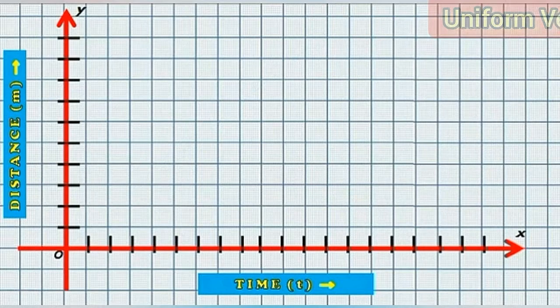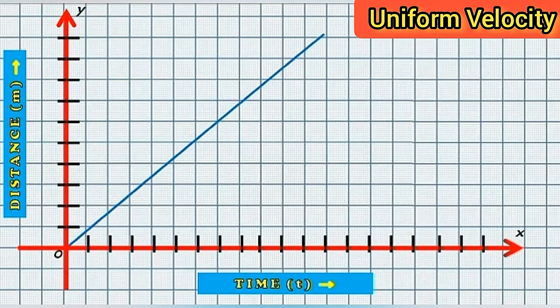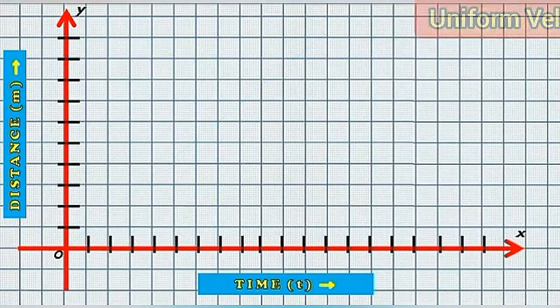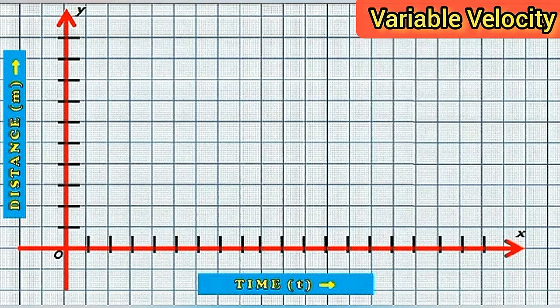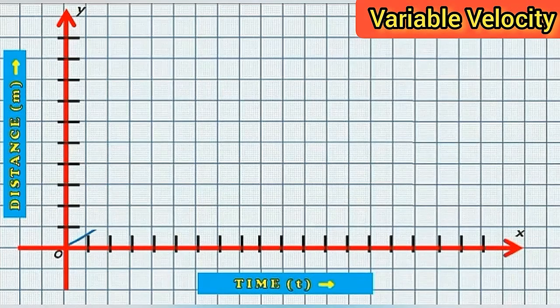Next comes the distance time graph for uniform velocity. For a body moving with uniform velocity, the distance travelled is proportional to the time taken. So, the distance time graph is a straight line inclined to the time axis. Let us see the distance time graph for variable velocity. When a body moves with variable velocity, it covers unequal distances in equal intervals of time, as we all know. So, the distance time graph is not a straight line, but it is a curve, as shown in this graph.